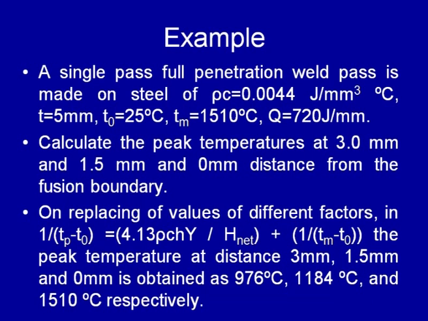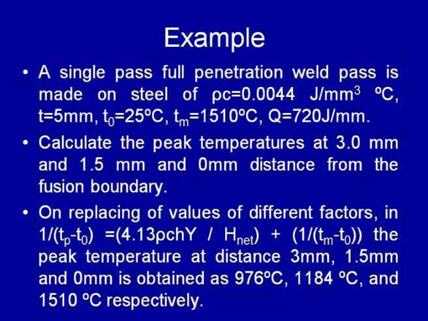So, if you want to calculate the peak temperature at distances of 3 mm, 1.5 mm, and 0 mm, that is, on approaching towards the weld fusion boundary: first location at 3 mm distance, second at 1.5 mm distance, and third at 0 mm distance, that is at the fusion boundary.